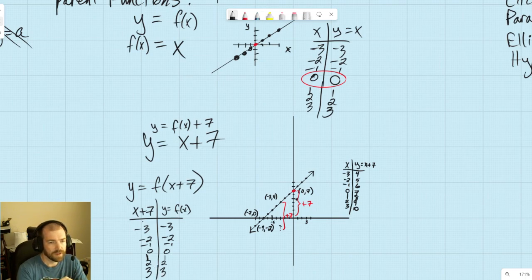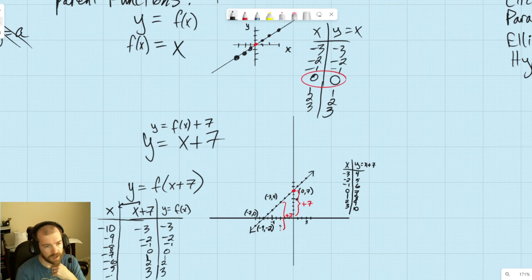Then this is no good, because we don't want the values for x plus 7. We want the values for x. What are the points that we're putting on this chart? So in order to do this, we have to translate this back to just x. How do you translate it back to just x? Subtract 7 from everything in this column. So if we subtract 7 from everything in this column, this gets us -10, -9, -8, -7, -6, -5, and -4.